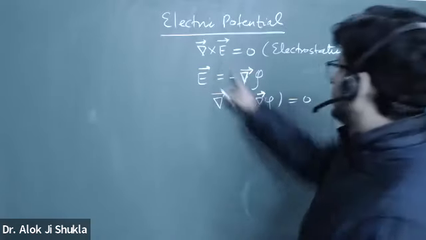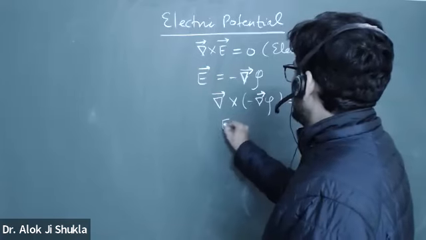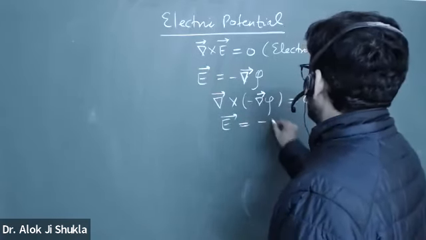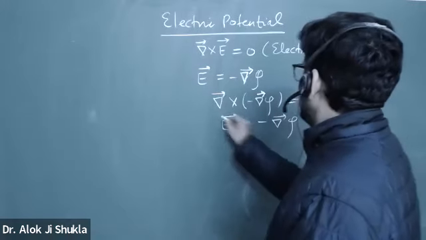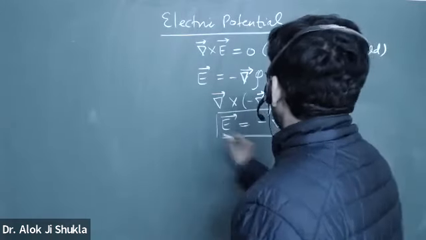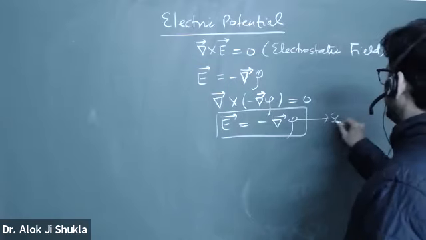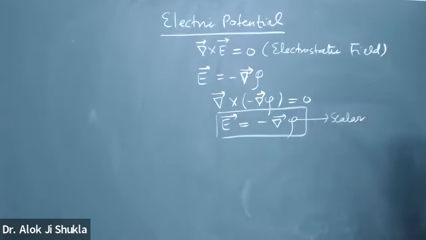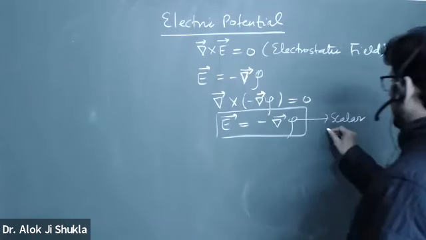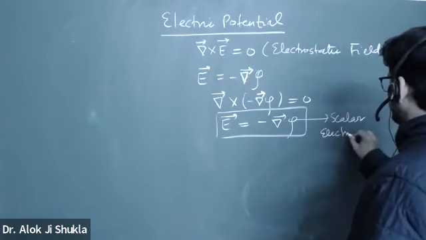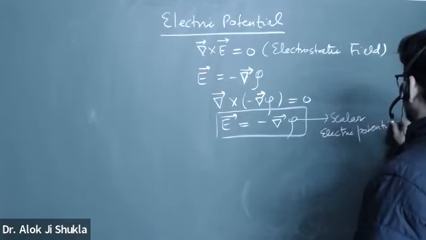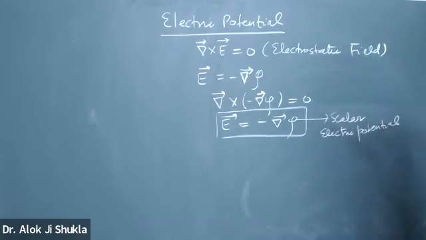So that means if you compare, E will come out to be minus grad of phi, where phi is some scalar. Phi क्या है? Scalar quantity है, जिसका नाम है electric potential. This quantity is called electric potential. Okay.